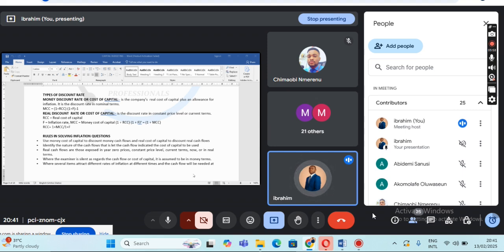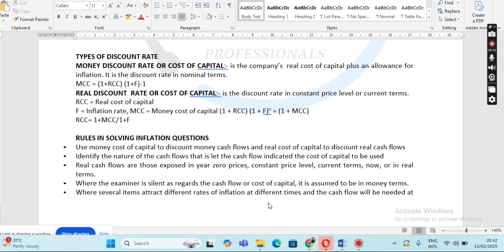Real cash flows are those expressed in year zero prices, constant prices, the current terms, right? It will be stated in the question. Where the examiner is silent as regards the cash flow or cost of capital, it is assumed to be in money terms. Take note. Where several items attract different rates of inflation at different times, the cash flow will be needed.